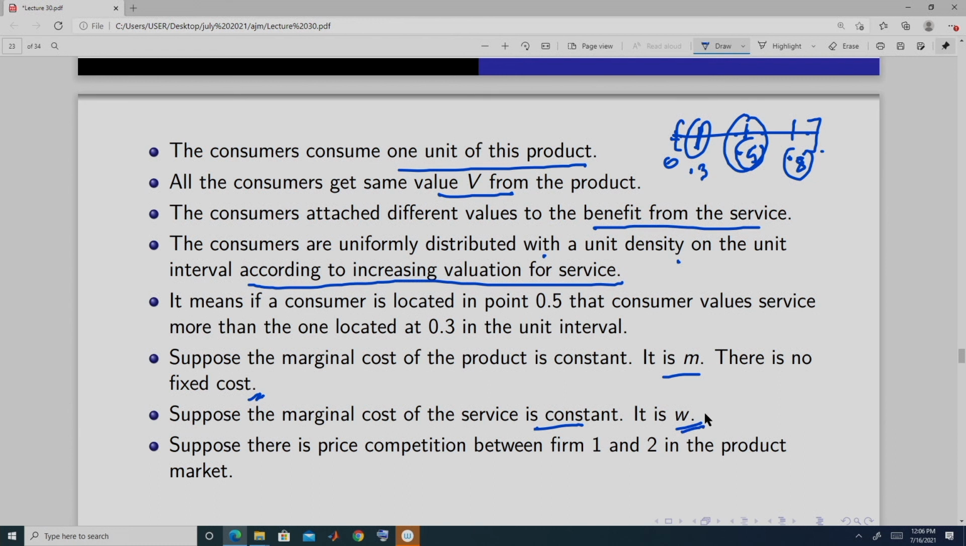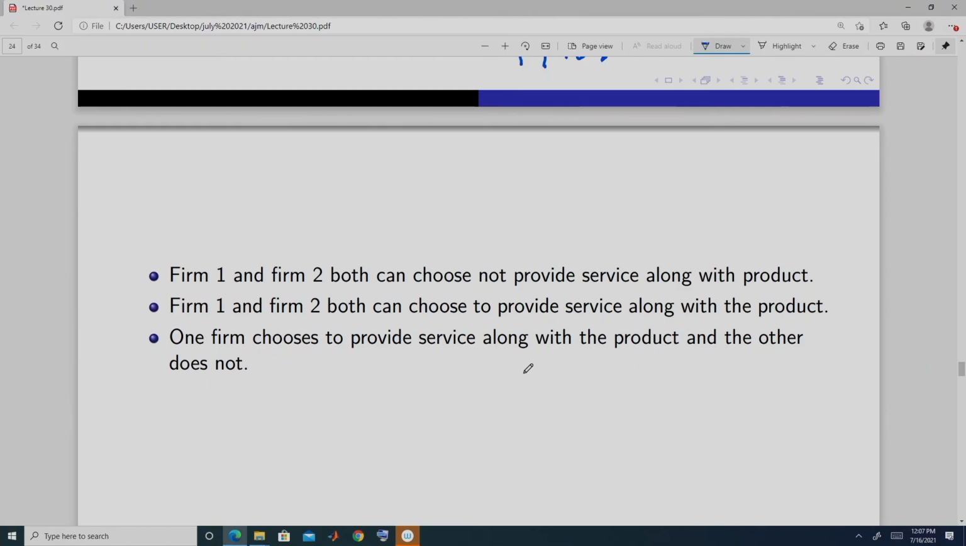Okay. And in the product market, while selling this product, there is price competition. That means firm 1 decides a price P1 and firm 2 decides a price P2. Okay. So, you can say that there is Bertrand competition, and here we may get 3 possible outcomes, and you can say that it is a 2-stage game. Okay, we will discuss the game later, but first, what are the possible outcomes?